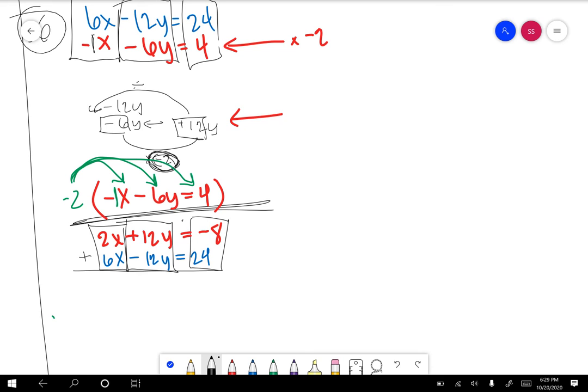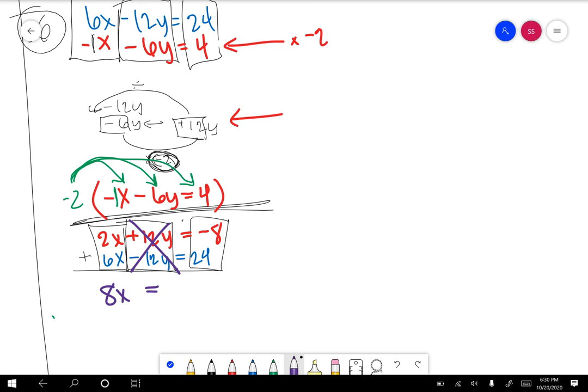Okay. All right. So 2x plus 6x. They are like terms because they're the same variable x raised to the same power 1. So 2 of something plus 6 of something would give us 8 of something. Negative 12y plus 12y, well, that would give us 0. So that cancels out.